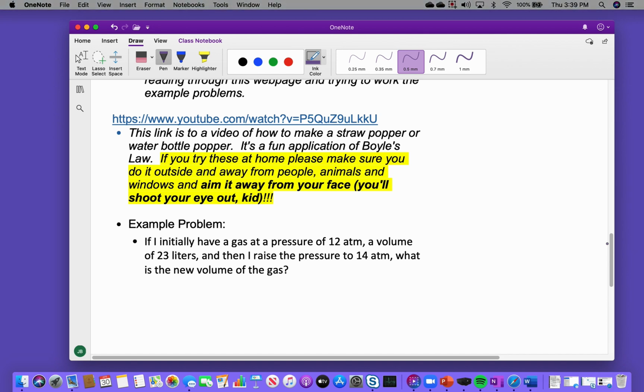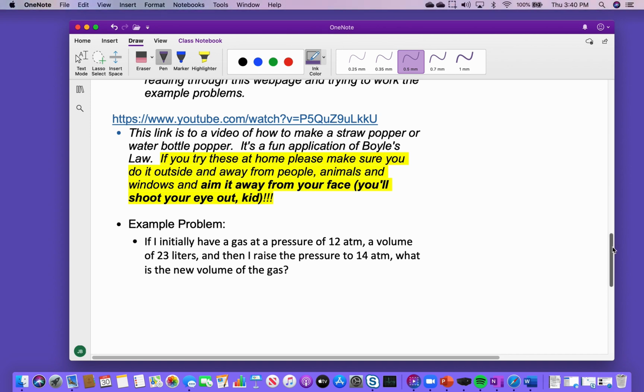Now, if you choose to try these at home, make sure you're doing it outside, away from people, animals, and windows, and don't aim it towards your face. As the famous Christmas movie says, you'll shoot your eye out, kid. So, if you do try any of these, go outside and make sure there's nobody around.